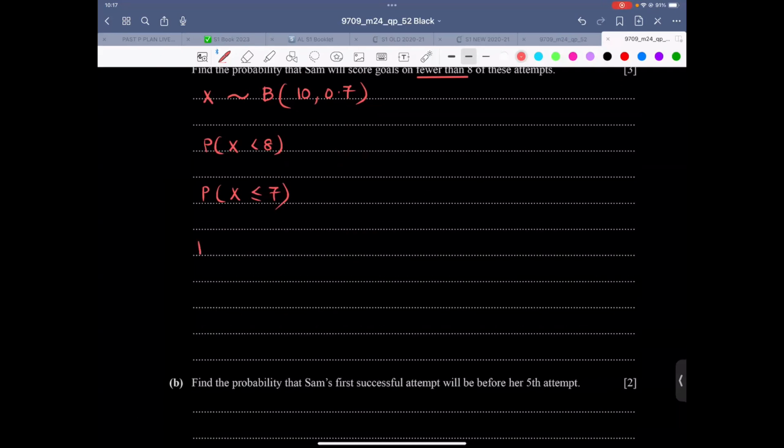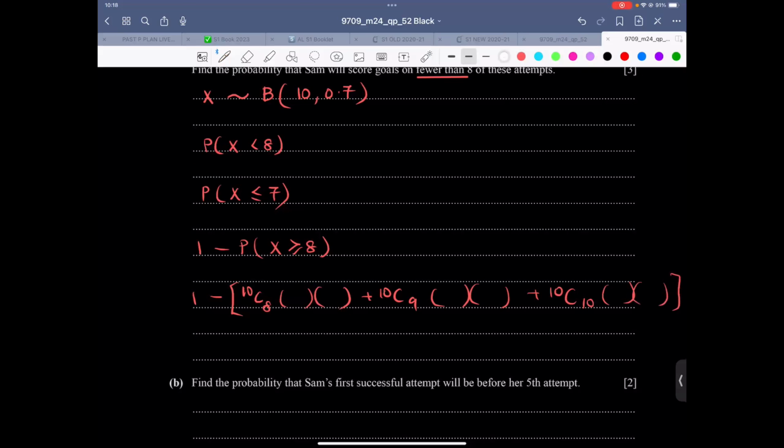So what do we do? We calculate the probability of 8, 9, 10, which is X is greater than or equal to 8. So let me write it out. This is 10C8, and then 10C9, and then 10C10. Close the brackets. Probability of success is 0.7. Let me write it in the second bracket. That's how I write it. Probability of failure goes in the first bracket.